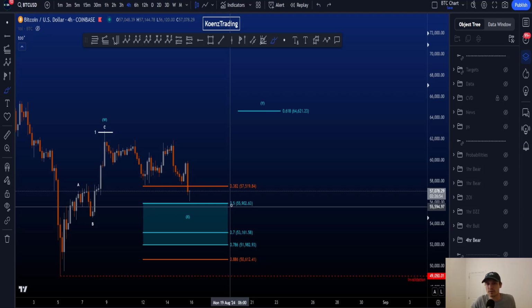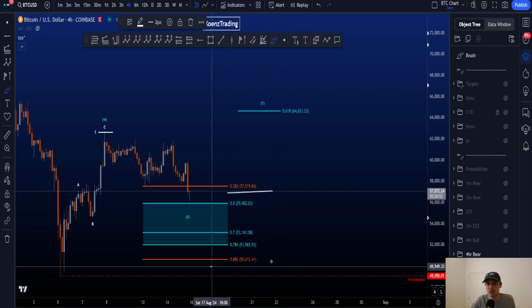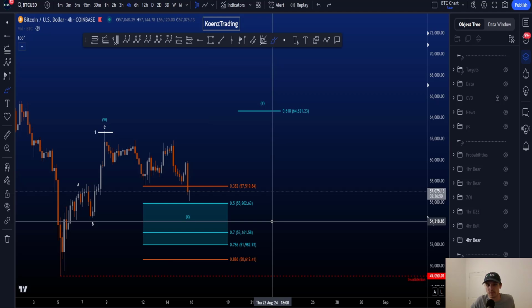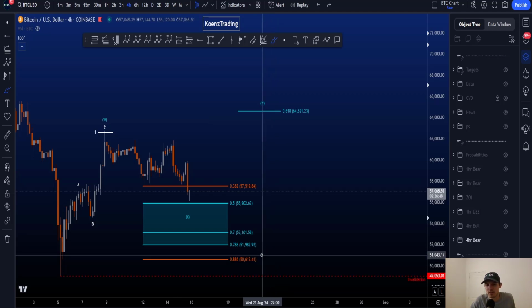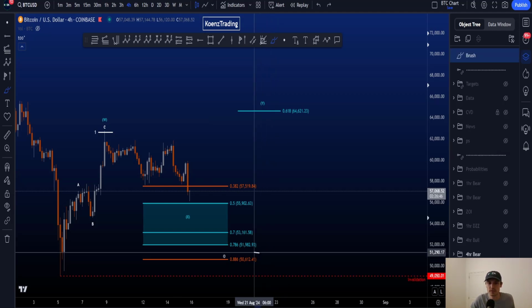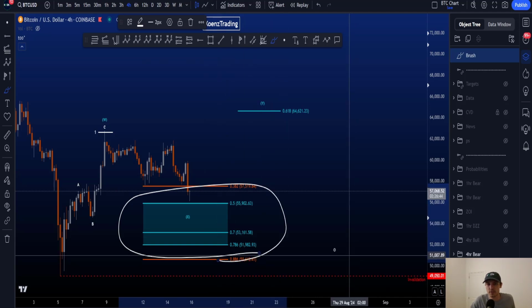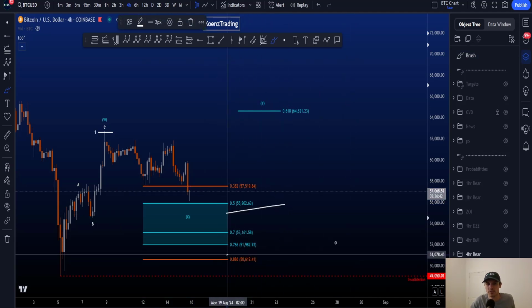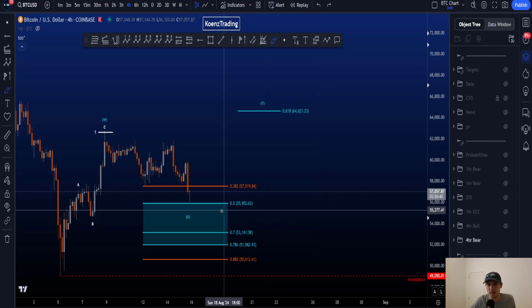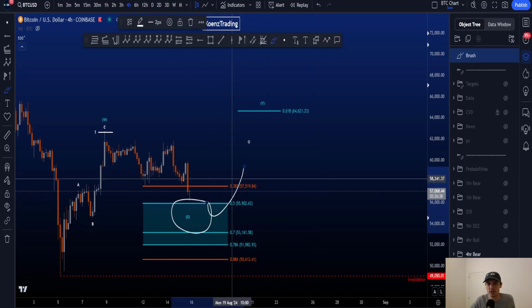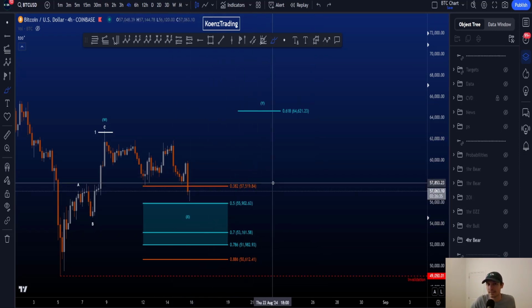Your common target for your wave X is that 0.382 to the 0.886, 57.5 to 50.6k, but generally the most common retracement area is the 0.5 to the 0.786, 55.9 to 51.9k. When wave X is finished, we are looking for a wave Y towards the upside.